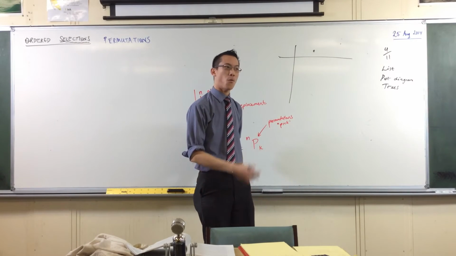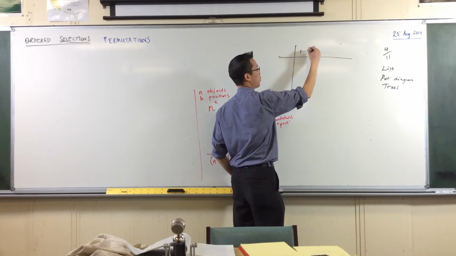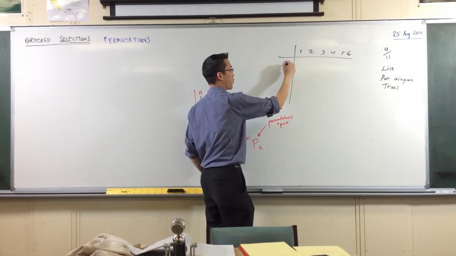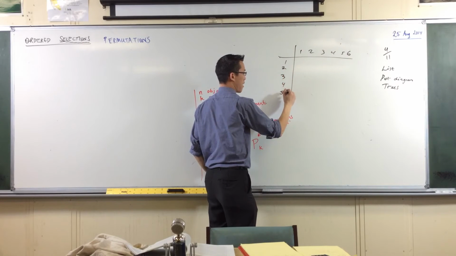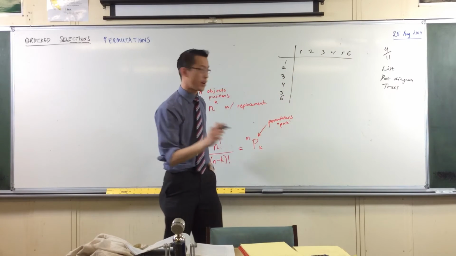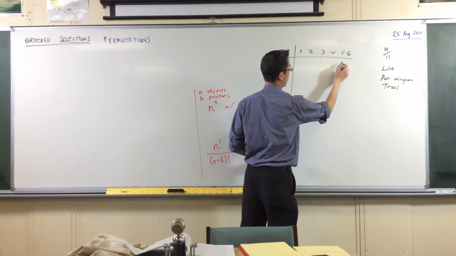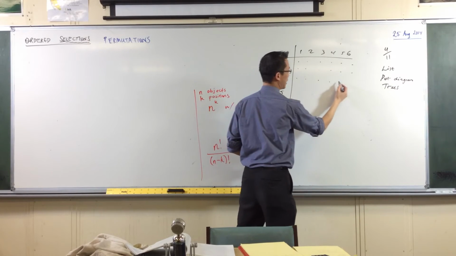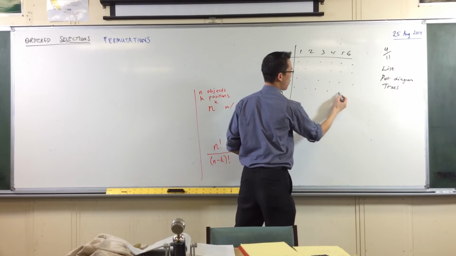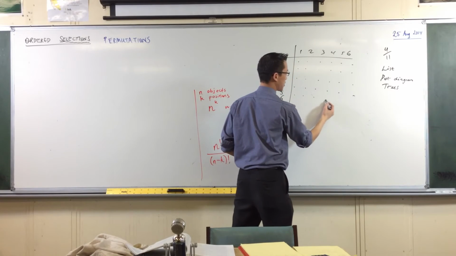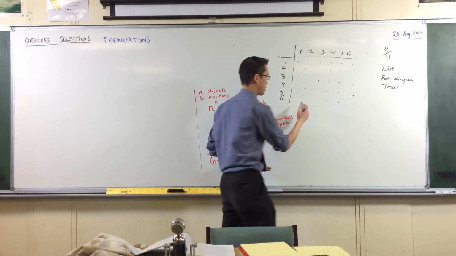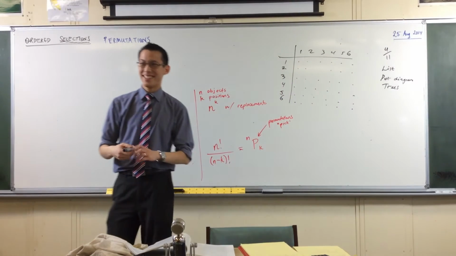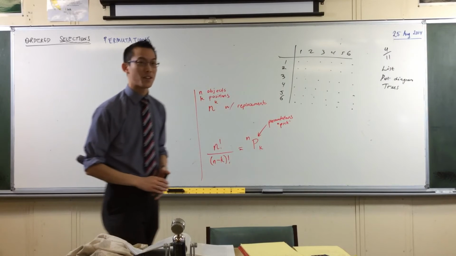2 dice. What's the sample space? Well, you've got 1, 2, 3, 4, 5, 6, and then you've got 1, 2, 3, 4, 5, 6. I'm just very quickly going to do the dots. And you can see pretty quickly that there are going to be how many total outcomes? What's the sample space? 36, right? Wrong. Read the question again.